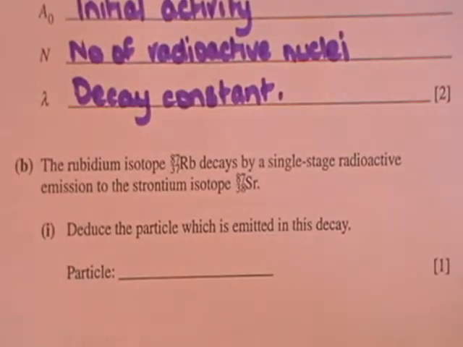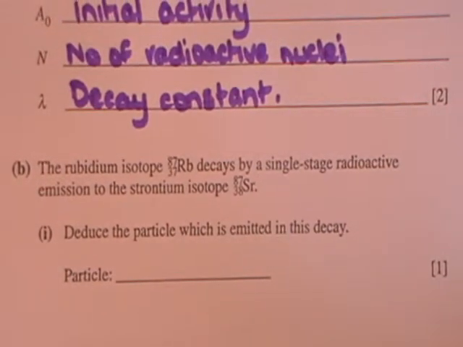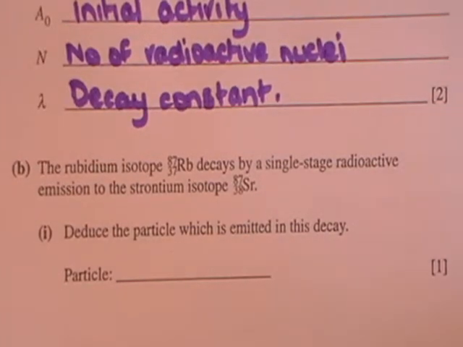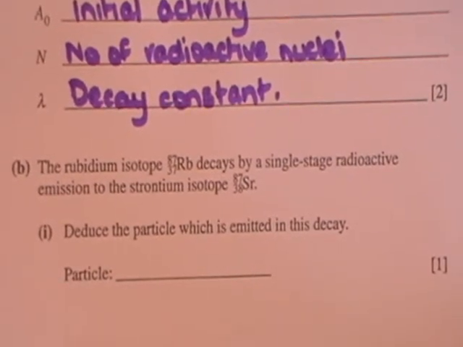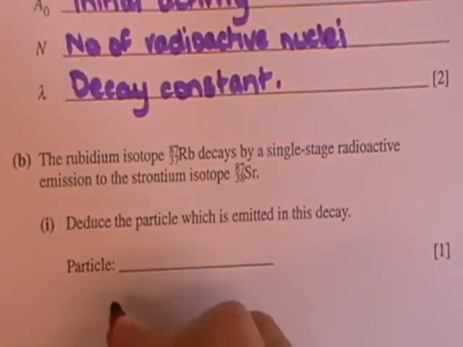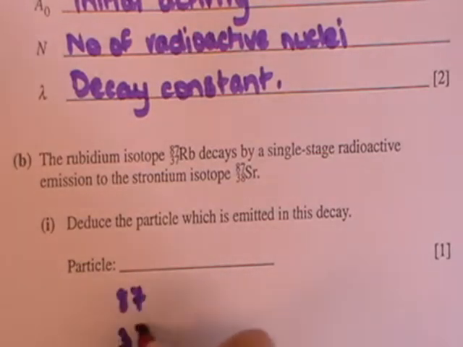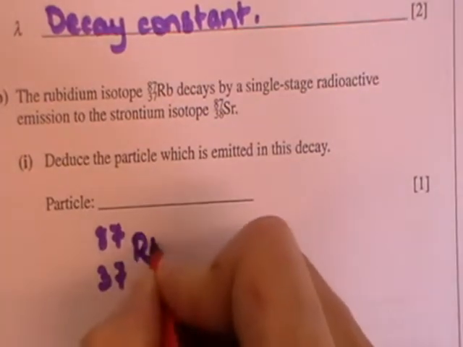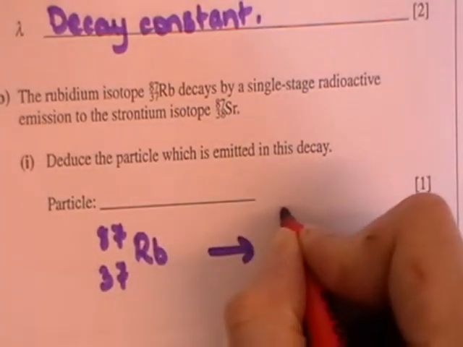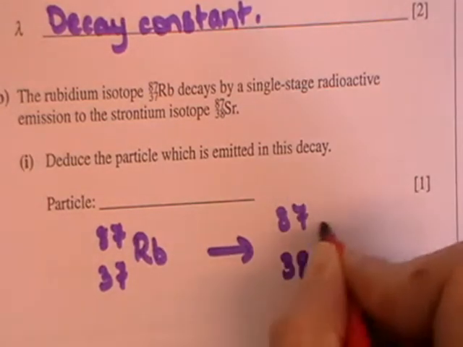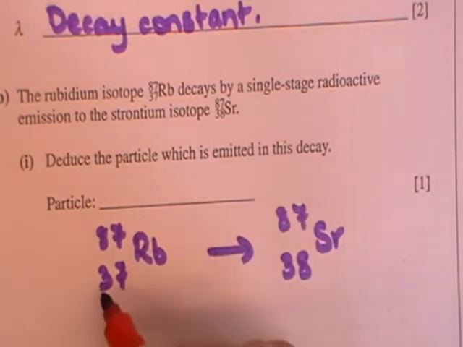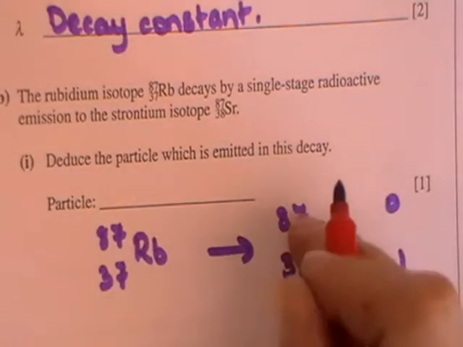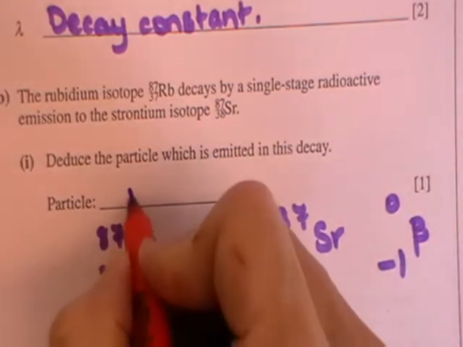The rubidium isotope 87 37 Rb decays by a single stage radioactive emission to the strontium isotope 87 38 Sr. Name the particle which is emitted in this decay. So if we just write that down, 87 37 Rb gives you 87 38 Sr. So you've taken 1 away from 38 to get 37, and you've taken nothing away from 87 to get 87, so it must be a beta minus particle.